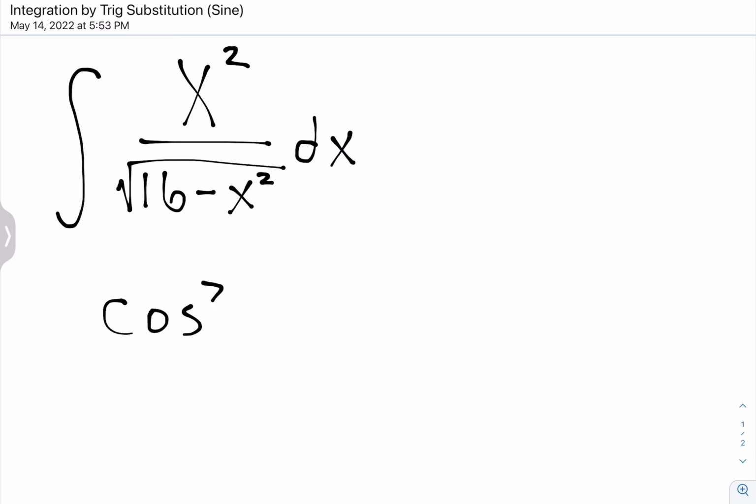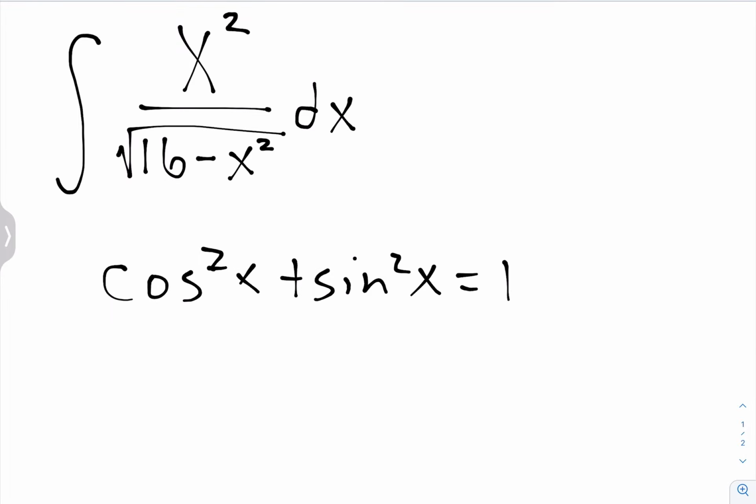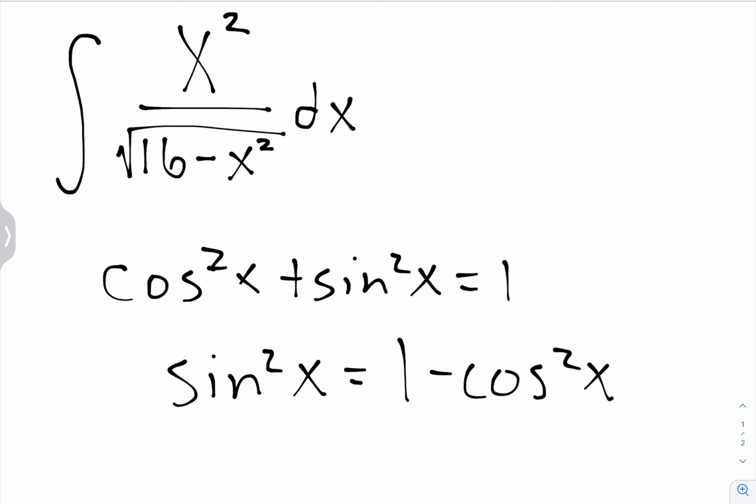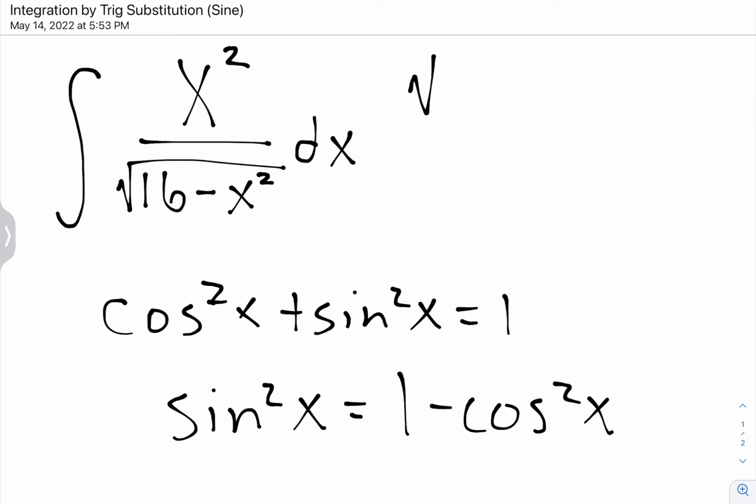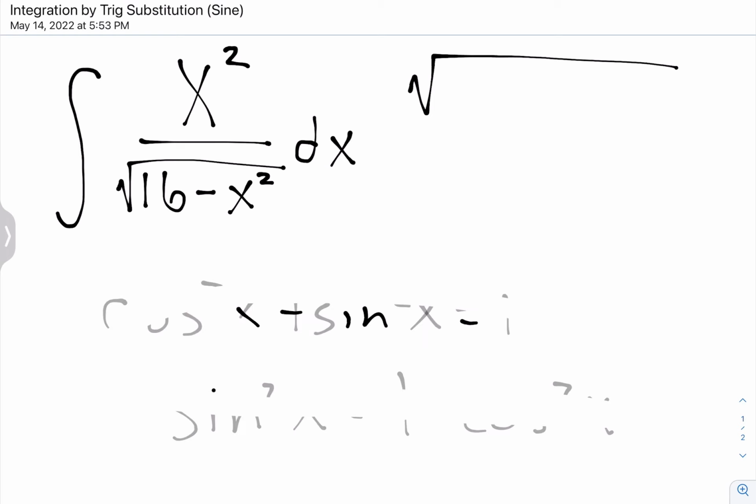For us to be able to do that, we have to recall that cos squared x plus sine squared x equals 1. So that means that sine squared x is going to be equal to 1 minus cos squared x, right? And from this, we can derive that if we have the square root of, I'm actually going to write it a bit differently here.